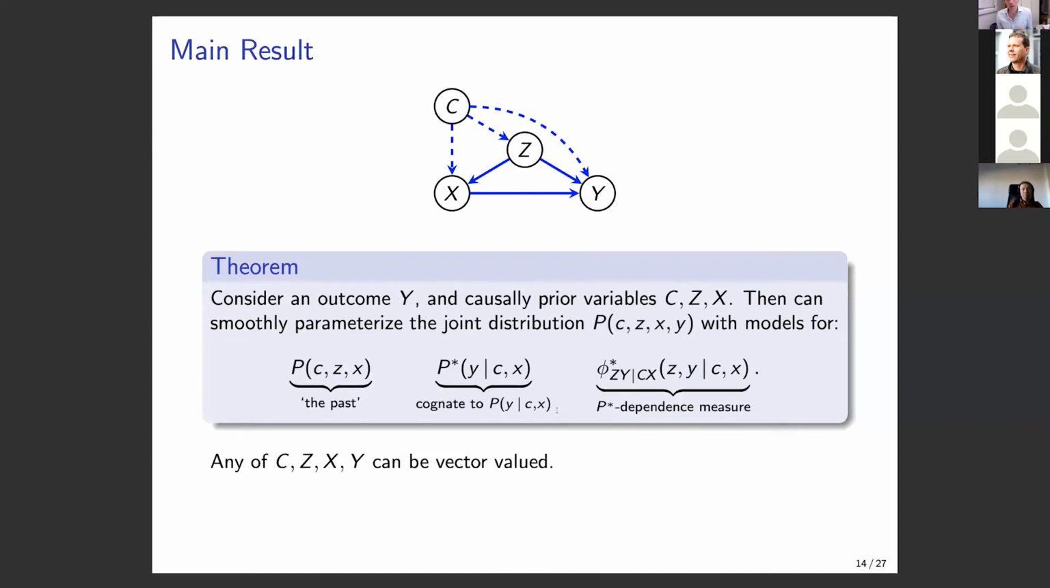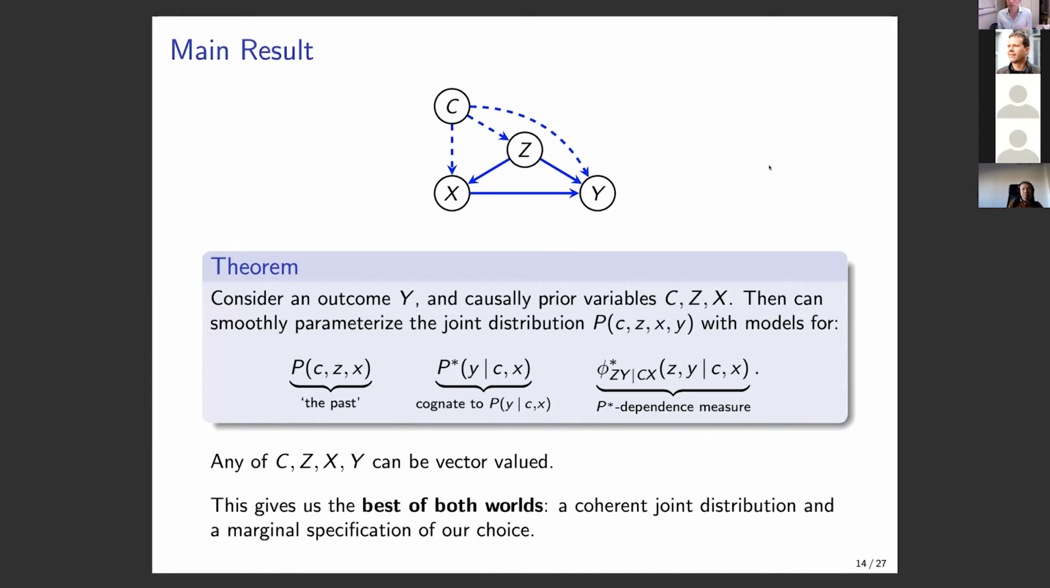So I'm just labeling these here. And you notice here I'm saying this has to be a quantity that's what we call cognate, which is something I'll define in a second. So it can be much more general than just P of Y given do X and C. We'll see there are other things you can parameterize in exactly the same way as we have done the model that I gave as an example. Additionally, any of these variables can be vectors. We saw before that X was equal to A and B, and there's nothing to stop you from having vector values for C, for Z, and for Y as well. So it's actually much more flexible than this theorem might make it sound.